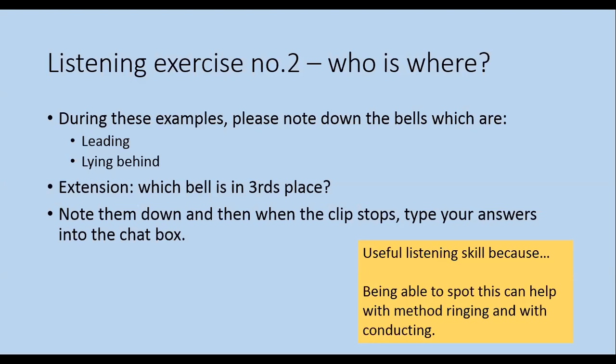Okay, any initial thoughts or answers just into the chat box on which bell was leading and which bell was at the back? Good. This is where, if you haven't got a piece of paper, then it would be useful to have a piece of paper possibly in front of you. So in that example, we had the treble leading, we had the 6 in 6th place, and the bell that was in 3rd place was the 2. Just have another listen to that one and we'll pick that out.